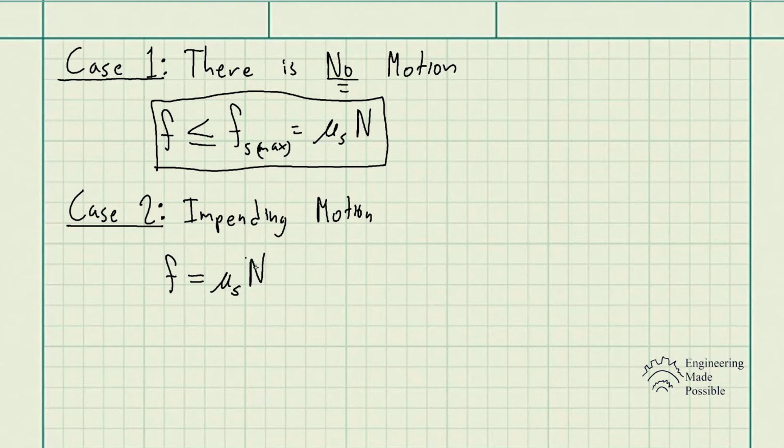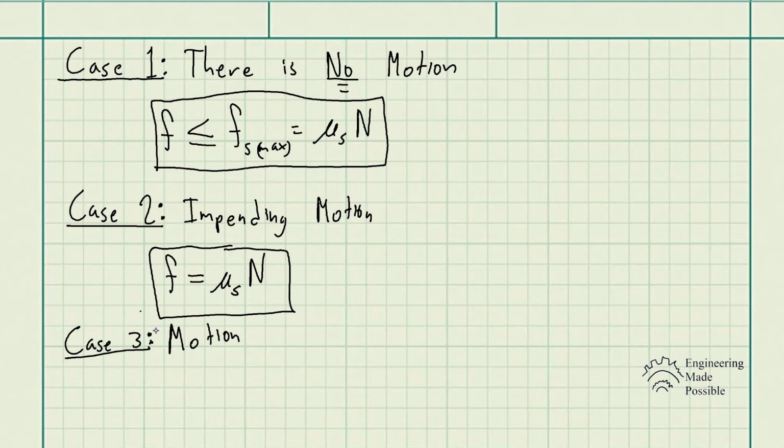This is where it reaches that maximum point right before there's any motion. That means it's impending motion. That's case two, where the frictional force is exactly equal to this. And finally, for case three, there is actual motion, and that means the frictional force is equal to the kinetic friction, which equals the coefficient of kinetic friction times that normal force. And so these are the three cases: when there is no motion, when there's impending motion, and when there is motion. These are the equations to be using.